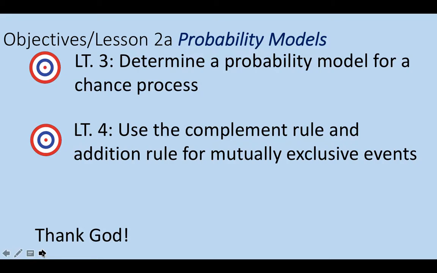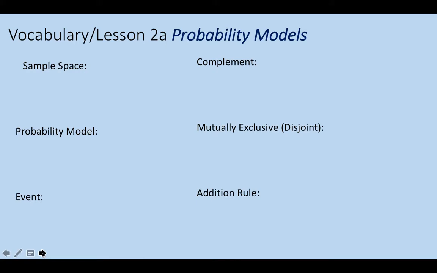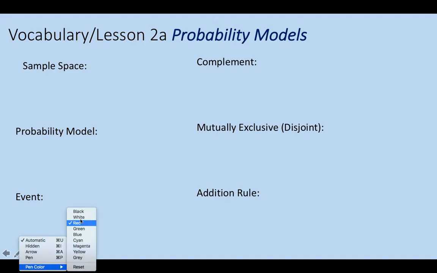Okay, here in lesson 2A, our two learning targets are: determine a probability model for a chance process, and learning target 4, use the complement rule and the addition rule for mutually exclusive events. So in that, we'll actually be finding some probabilities. Okay, so a number of just vocabulary things we need to take care of.